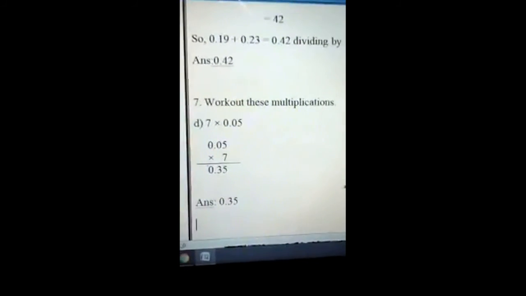Now we have the last number, number 7. Number 7, work out this multiplication. 7 times 0.05, here 0.05, 7 5s are 35. So we'll write 5 over here, 3 carry, 7 zeros are 0, but we have a carry 3 over here. So we'll write down 0 plus 3 is 3. So we'll write down 3 over here, 7 zeros are 0, 0, and then we'll put a point over here. Our answer of number D, 7D, is 0.35.